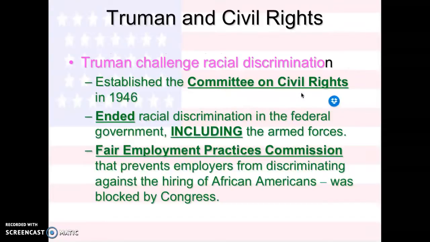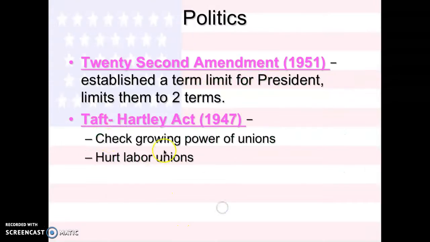Truman and civil rights. Truman challenged racial discrimination, so he was against it. And Truman's a Democrat, remember. He established the Committee on Civil Rights in 1946. He ended racial discrimination in the federal government, including the armed forces. Y'all, that's really, really important right here. He also tried to implement a Fair Employment Practices Commission, saying that employers could not discriminate, but this was blocked by Congress. So Truman is in the executive branch and he's a Democrat, but Congress is controlled by Republicans, so they weren't able to get a lot of things passed.